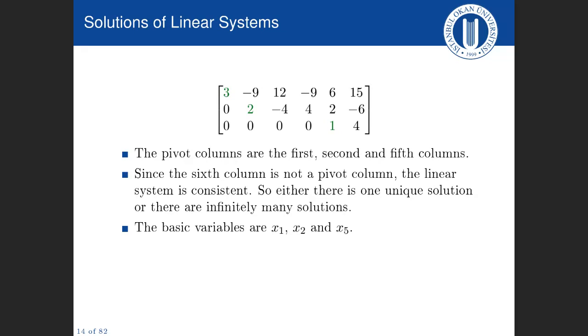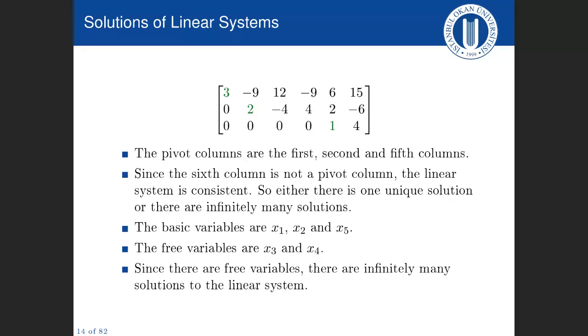The basic variables are the variables which correspond to the pivot columns. So x1, x2, x5. Which variables are the free variables? The other variables. So it must be x3 and x4 are the free variables. Remember the last theorem? The last theorem said if you have any free variables, then that means there's infinitely many solutions. Because we have free variables, that means there's infinitely many solutions to this linear system.